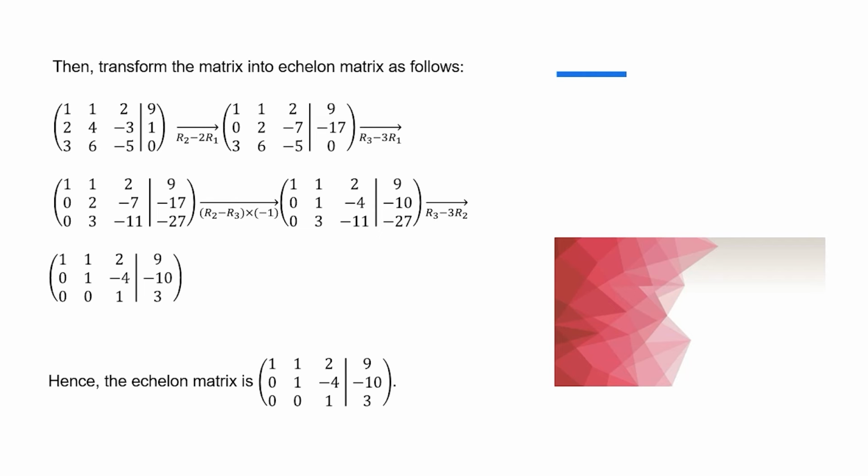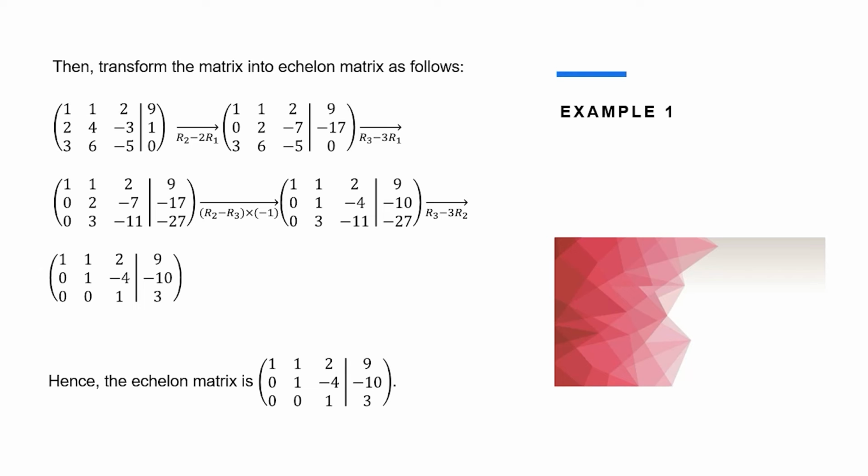After that, we can transform the matrix into the echelon matrix by using ERO. So what I did, I used row 2 minus 2 times row 1, so that row 2 will be changed into 0, 2, -7 and -17, and the others will be the same. And the next is row 3 minus 3 times row 1, so row 3 will be changed into 0, 3, -11 and -37. For the next step, I use row 2 minus row 3, and by looking at this matrix, we know that 2 minus 3 is equal to -1.